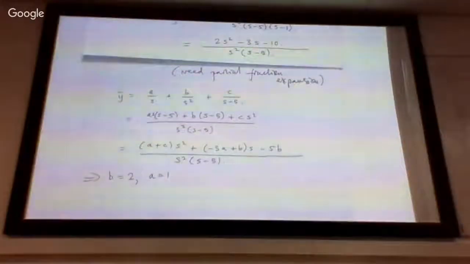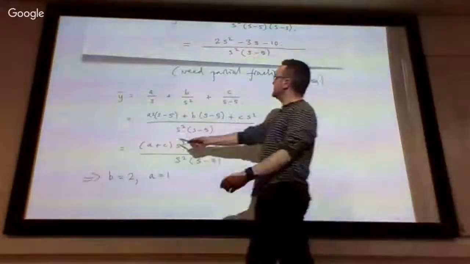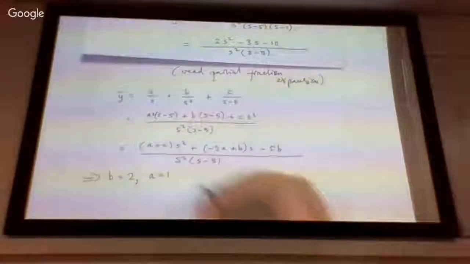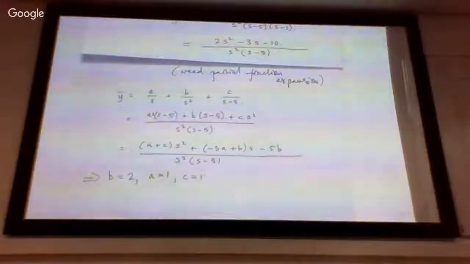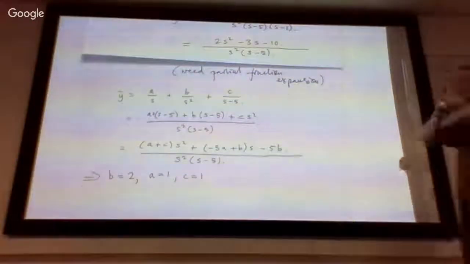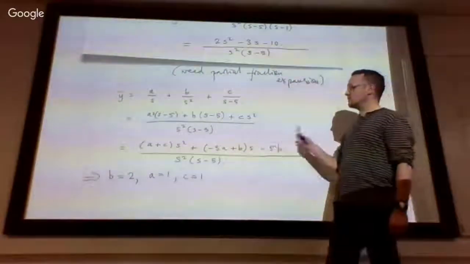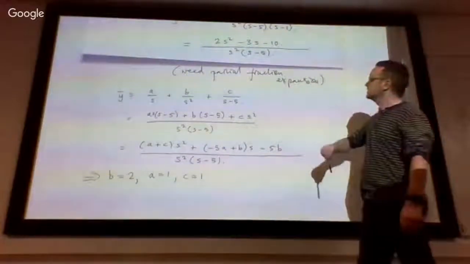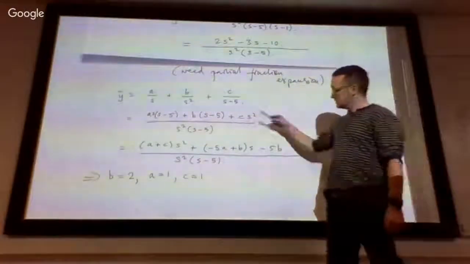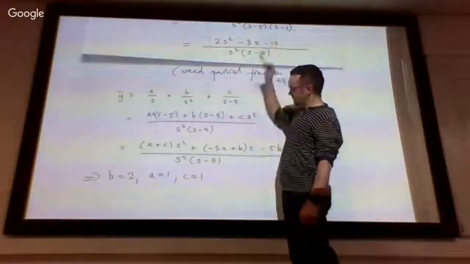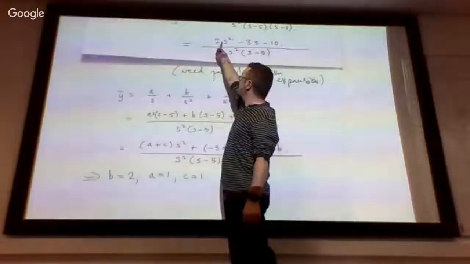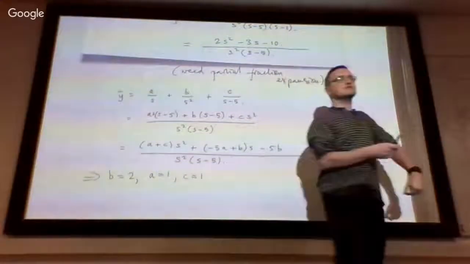And if a is 1, then 1 plus c must equal 2, so c must be 1 as well. We could read off that solution starting with the constant coefficient, comparing minus 5b to minus 10. B has to be 2. Then you compare the s coefficient to the s coefficient, gives you a solution for a. Then you compare the s squared coefficient to 2. That gives you a solution for c.